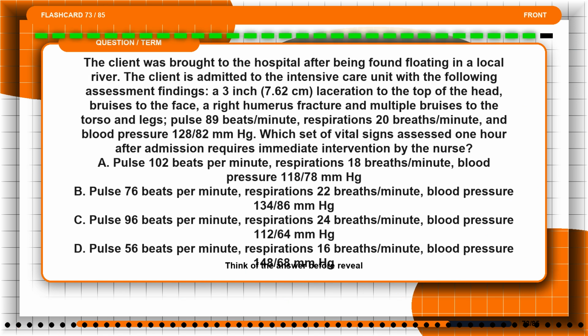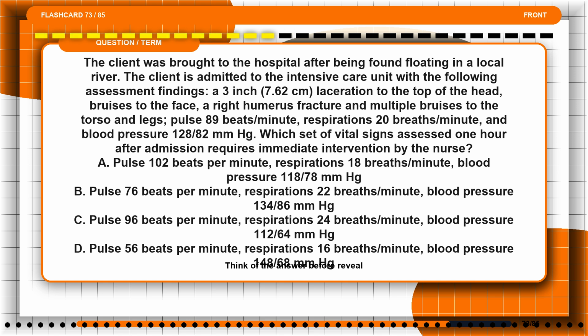Flashcard 73. The client was brought to the hospital after being found floating in a local river. The client is admitted to the intensive care unit with the following assessment findings: a 3-inch, 7.62 cm laceration to the top of the head, bruises to the face, a right humerus fracture and multiple bruises to the torso and legs, pulse 89 beats/minute, respirations 20 breaths/minute, and blood pressure 128/82 mmHg. Which set of vital signs assessed 1 hour after admission requires immediate intervention by the nurse?